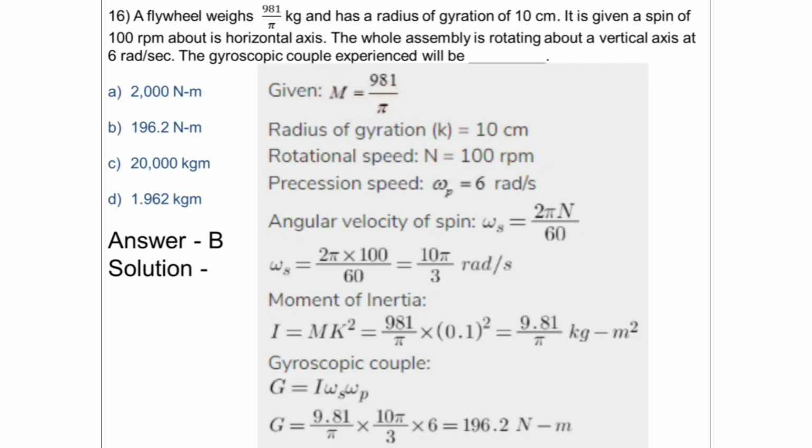So how do you calculate the angular velocity of spin? That is nothing but 2 pi N by 60, and from that you will get omega s as 10 pi by 3 radians per second. Then you calculate the moment of inertia from I is equal to m k square. After putting the values, you will get 9.81 by pi in kg meter square, and then you put all the values in the formula of gyroscopic couple. You will get the answer. Required answer is 196.2 Newton meter, which is option number 2.